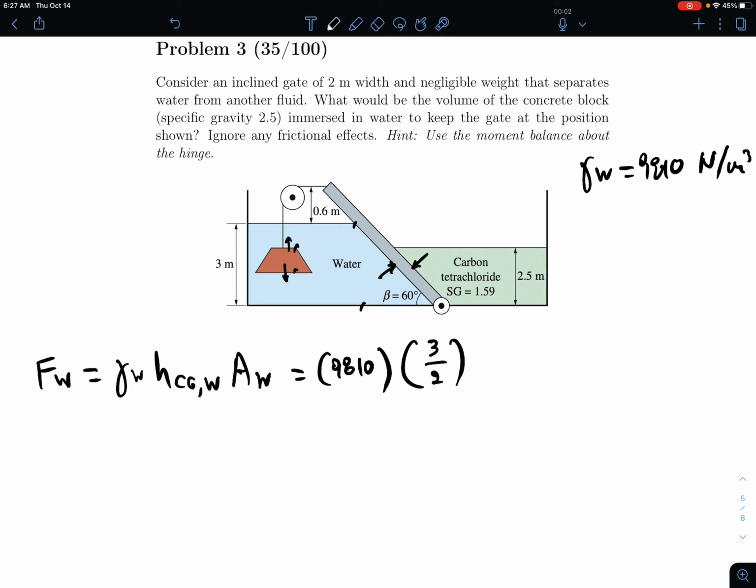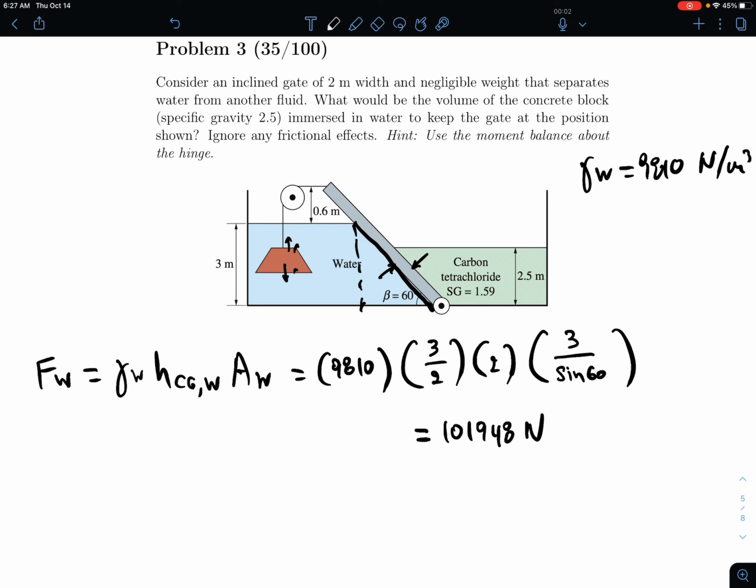and then 3/2. For the area now, we've got the 2 meters in width, and we have this distance here, which is the 3 meters on that side. We have the angle, so we can express this hypotenuse of that triangle as 3/sin 60. So that will give us 101,948 newtons.